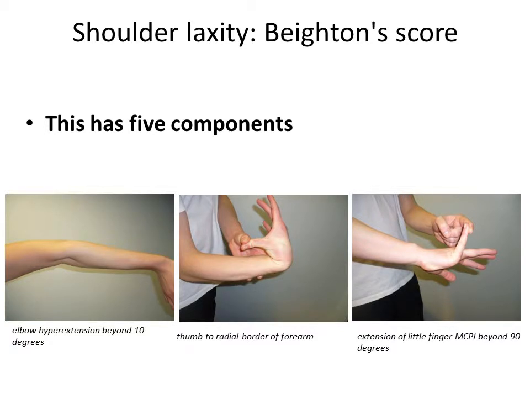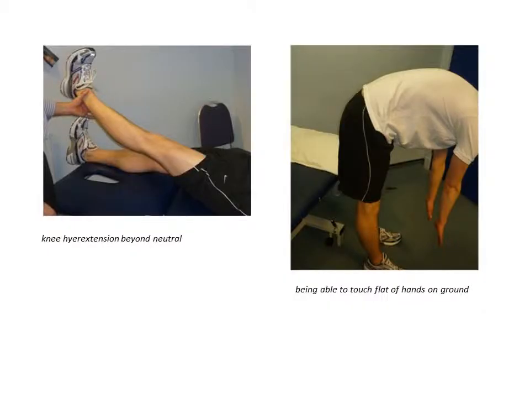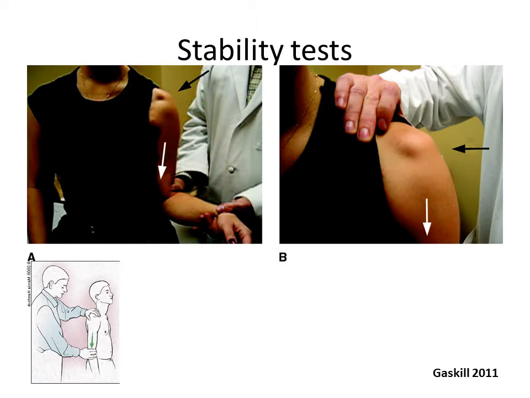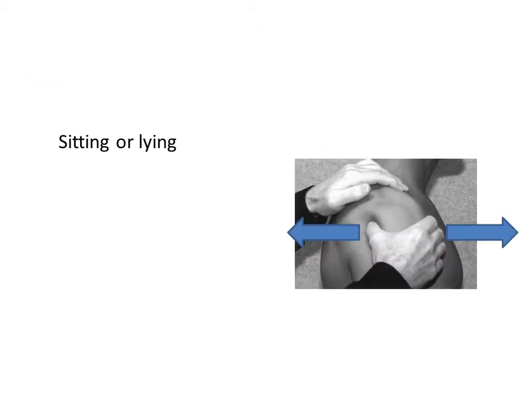Shoulder laxity has been clarified with the Beighton score, which has 5 components. These being elbow hyperextension beyond 10 degrees, thumb to radial border of forearm, extension of the little finger beyond the metacarpophalangeal joint beyond 90 degrees, knee hyperextension beyond neutral, and being able to touch the flat of hands on the ground.